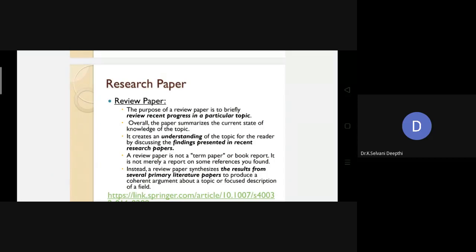So review paper is nothing but collecting certain methods from different papers, and we have to abstract those methods: in which areas those methods can be applicable, what are the advantages of that, and what are the disadvantages of that. So you can make a table out of that.